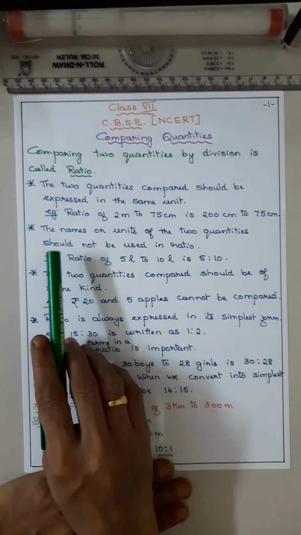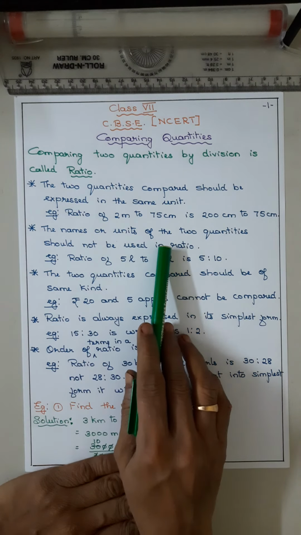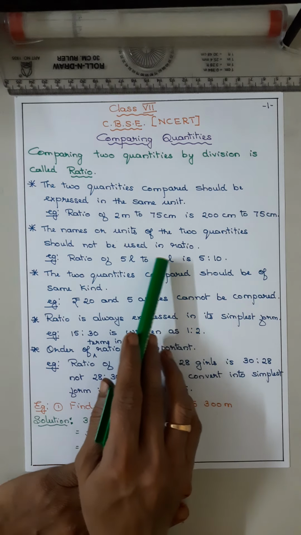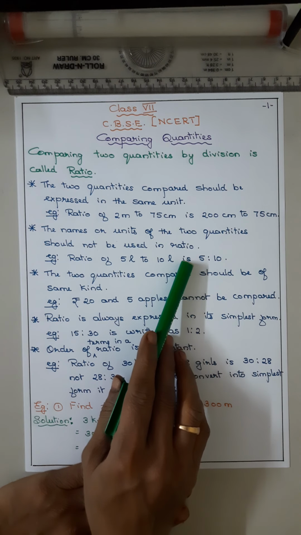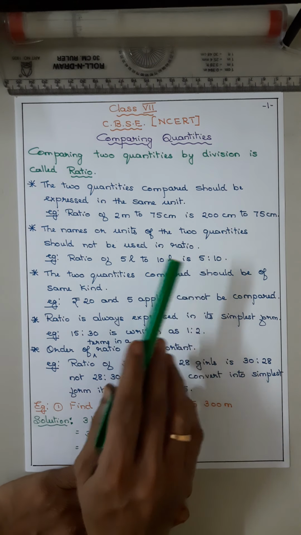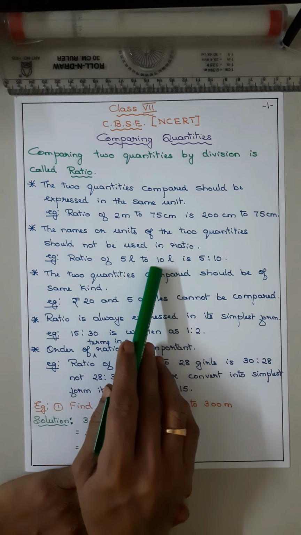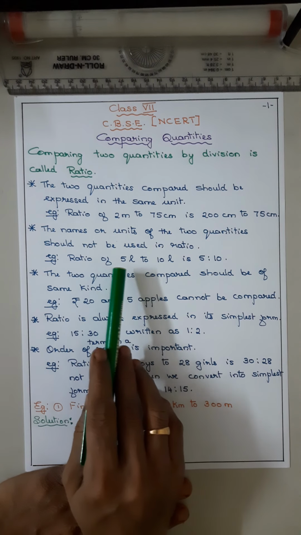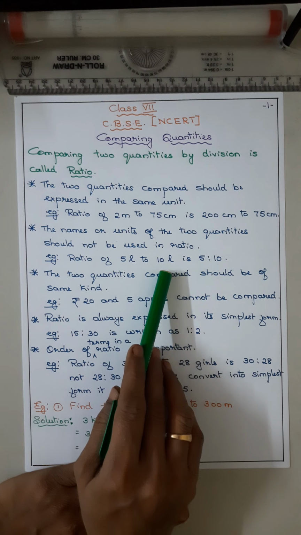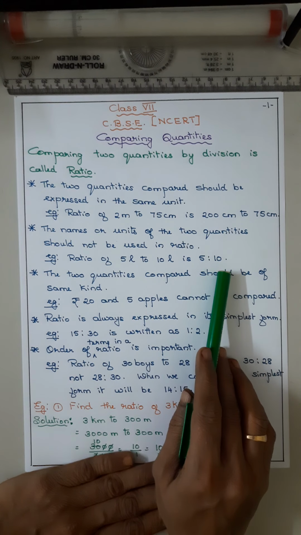Now the next point: the names or the units of the two quantities should not be used in the ratio. Whenever you write in ratio form, the units are not written. So the ratio of 5 liter to 10 liter is written as 5:10.